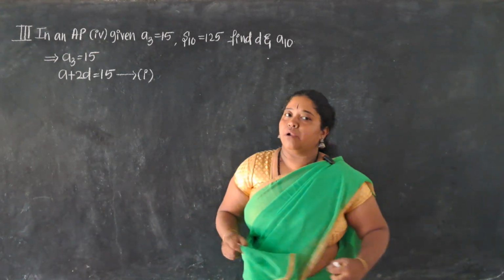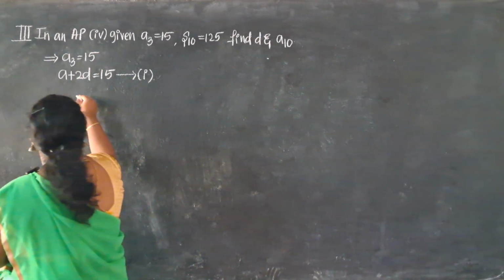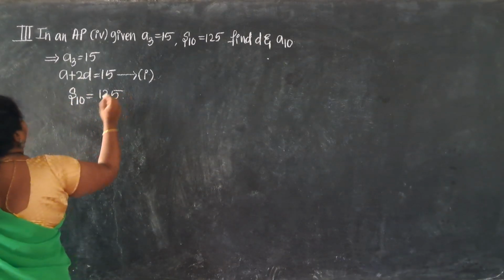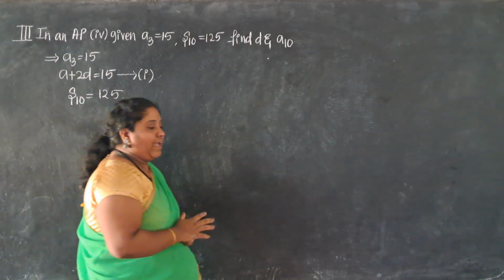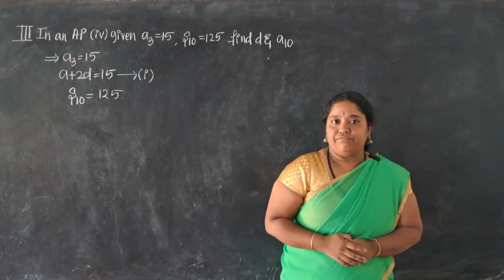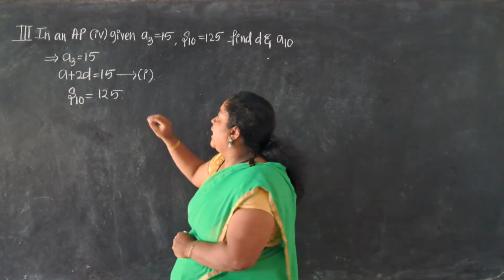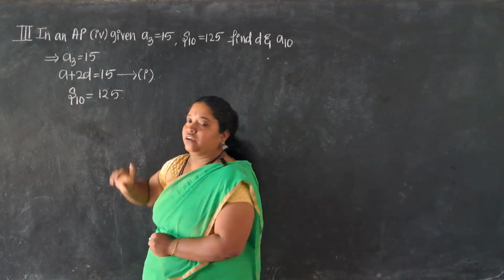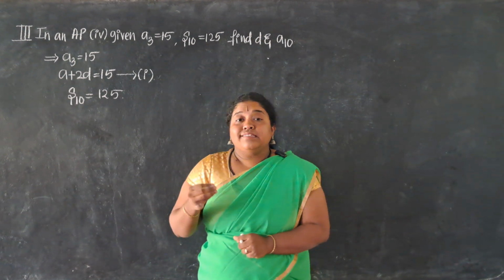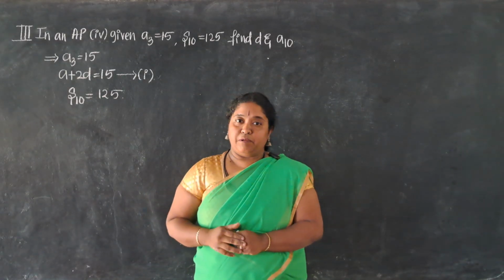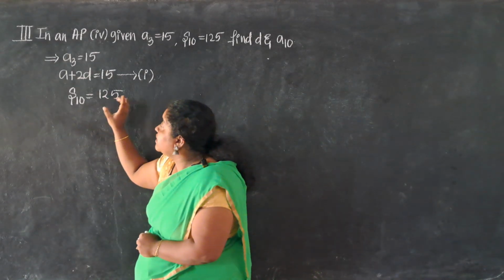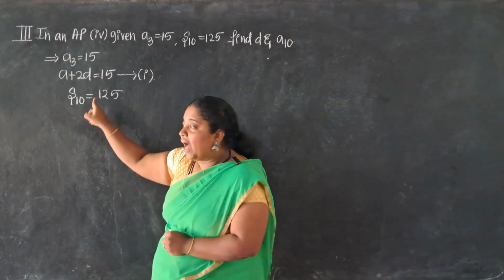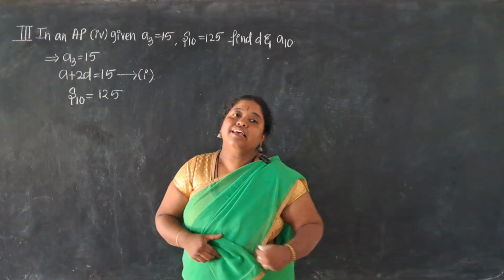What is the second information that is provided here? The second information is S10 is equal to 125. And you know that S10 means this n value is 10. Don't forget, understand the way the question has been provided. S10 is 125 means the n value is 10. The n value they have provided inbuilt, that is 10.